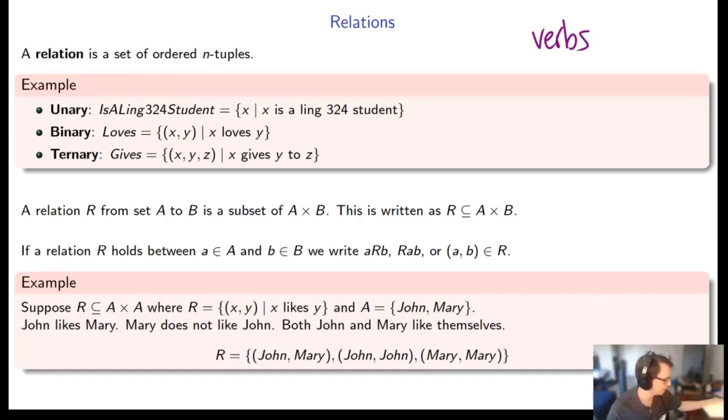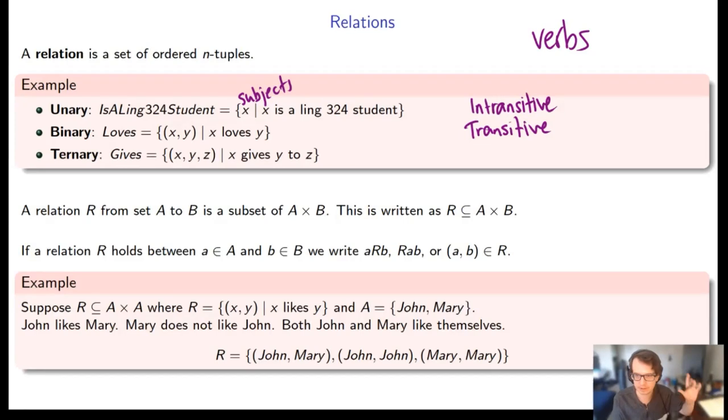So we can have unary relations. These correspond to intransitive verbs. Things like "is a Ling 324 student" or "sleeps." This corresponds to a set of X such that X is a Ling 324 student, so just the subjects in a sentence. You could have binary relations like loves, likes, hates, detests, or the transitive eats. These correspond to transitive verbs. So here you have pairs X, Y such that X loves Y. You need a subject and an object. If I say X loves Y, it might be Carol loves Kelly. So you have one subject and one object.